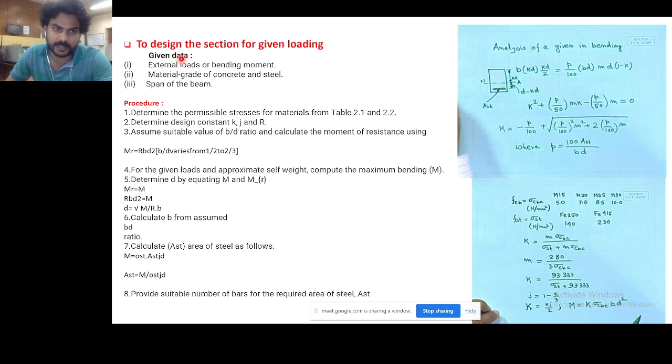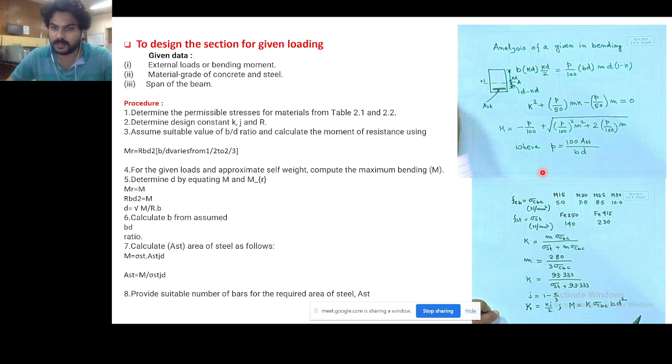So the third section is to design the section for the given loading. In that there is a lot of variability. They will only give the external loads and bending moments, material grade of concrete and steel, and span of the beam. Then you have to assume a lot of things, like determine the permissible stresses from the material, that is a common step. Determine the design constants K, J, R, as we discussed. K and J are very important. K you can calculate by the formula m sigma CBC by sigma ST plus m sigma CBC, right? J is 1 minus K by 3, that you can calculate here.